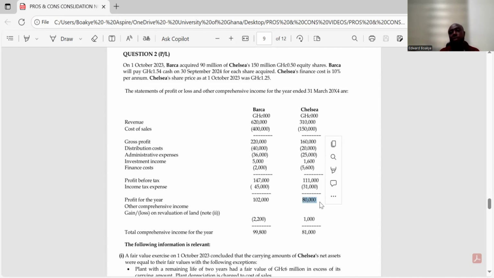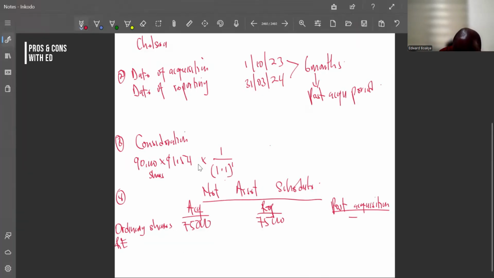So the post-acquisition profit is just 6 months. So if they purchase 8 months, you calculate 8 over 12 and multiply by the 80,000. 10 months, 10 over 12 multiplied by the 80,000. Right. So that is our post-acquisition profit. Let's go and put in our post-acquisition profit. So the post-acquisition profit is 40,000.